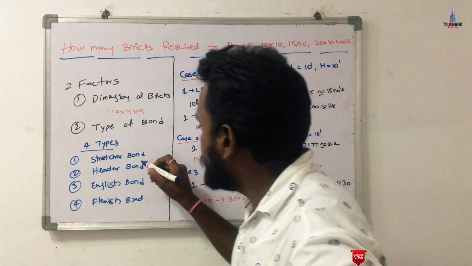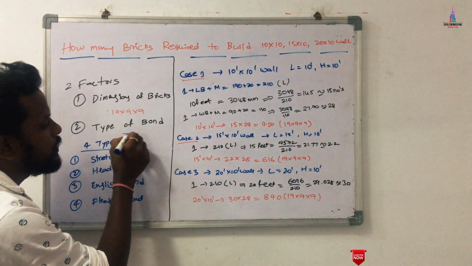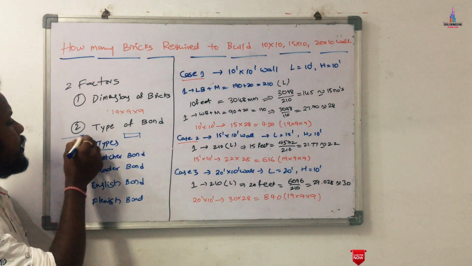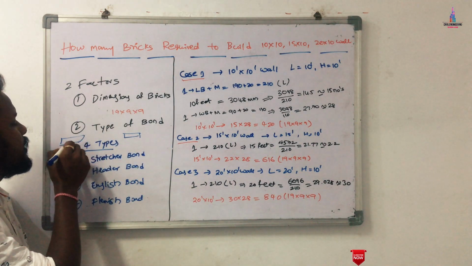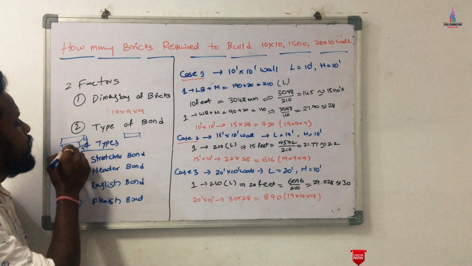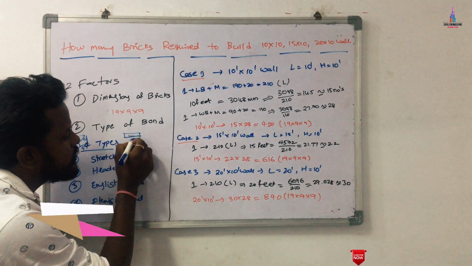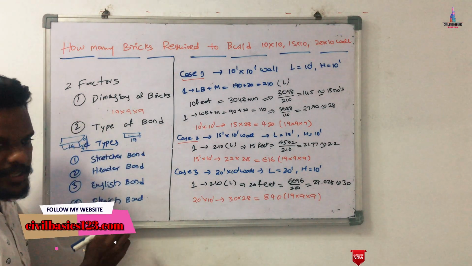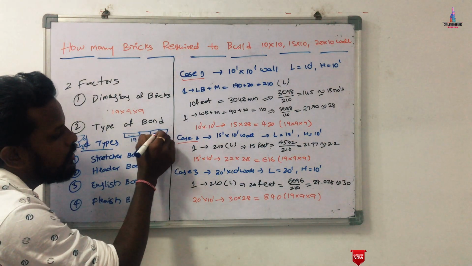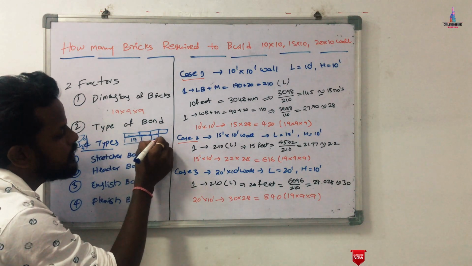The stretcher bond consists of only the stretcher faces of the bricks. Let us consider one brick with dimensions of 9 x 19 x 19 here. For this brick, if you place the 19-inch dimension horizontally throughout the length of the wall, then it will be called a stretcher bond. So this is a stretcher bond.